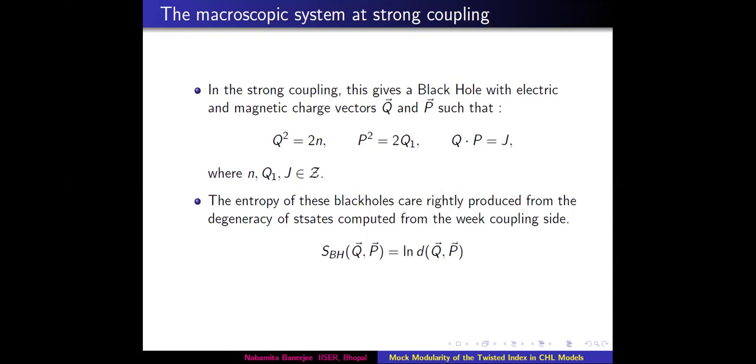And at strong coupling, as I was talking about, this gives us a black hole that carries electric and magnetic charges denoted as Q and P, where Q square gets related to N, P square gets related to Q1, and Q dot P gets related to J, where all these are integers. And the entropy of these black holes is rightly reproduced from the degeneracy of the states that can be computed independently in the theory. So this is a very well-known result, I think, from 2006 or 7.